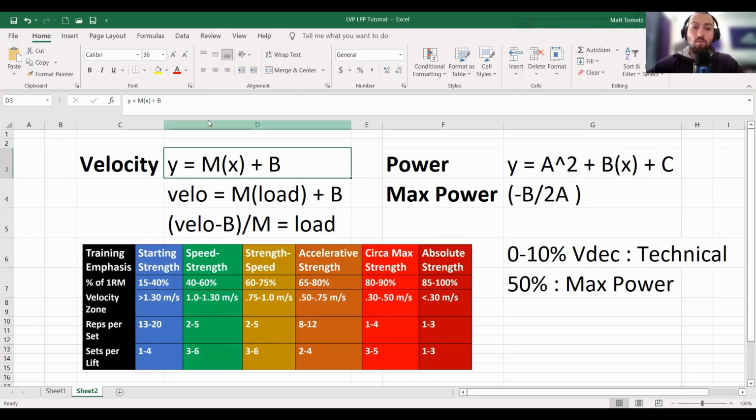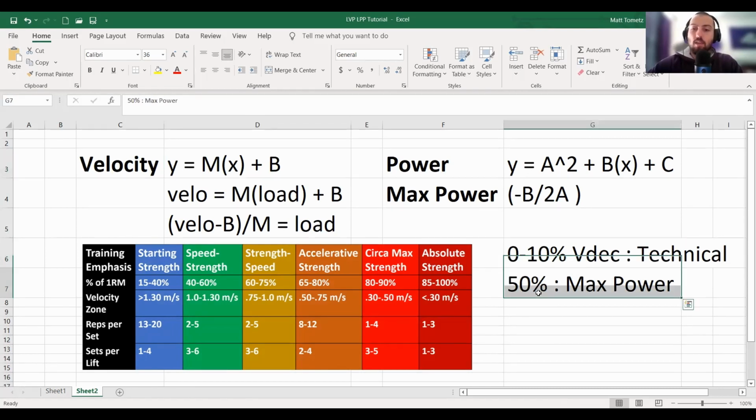So we can work backwards if we have our regression and our equation to say, hey, this is the speed I want to lift at. Ipso facto, how much weight should I put on the bar? And same thing for sprinting. So we speak in terms of velocity decrements. So max power is 50% speed. So the technical zone is 90% speed or 10% velocity reduction.